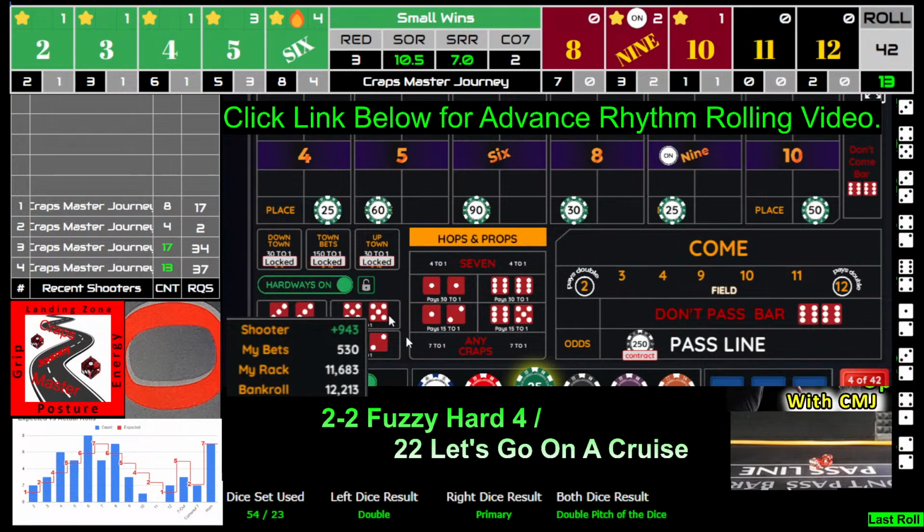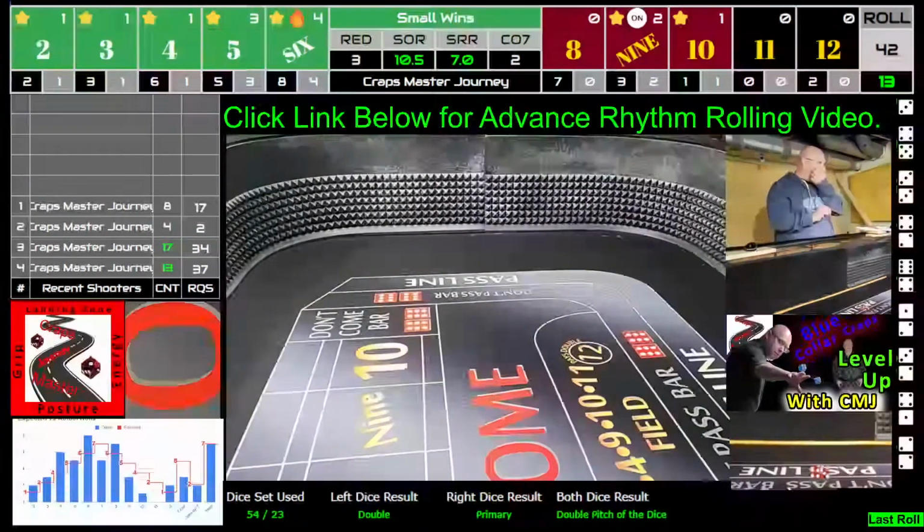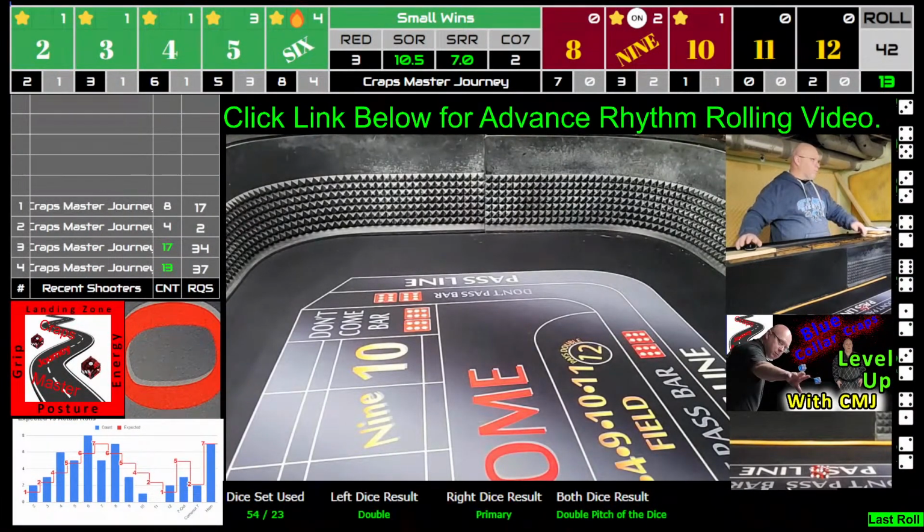So let's go up to $50 on that 4. And that is the small, ladies and gentlemen. So we hit the small for everyone. We lit up half of that screen green. And we'll call that all bets set. Dice out.